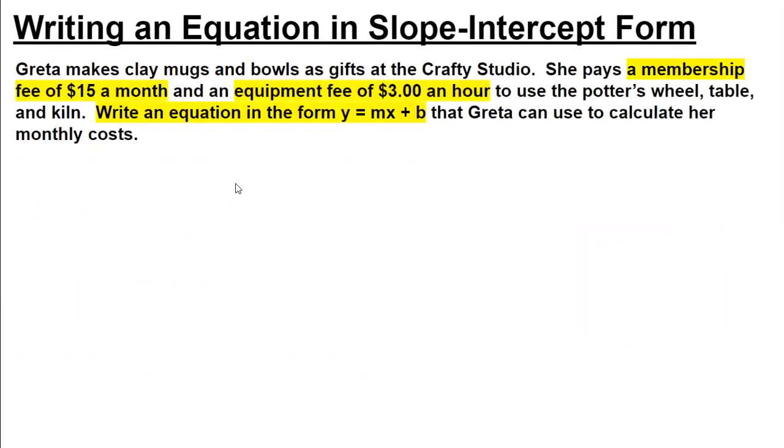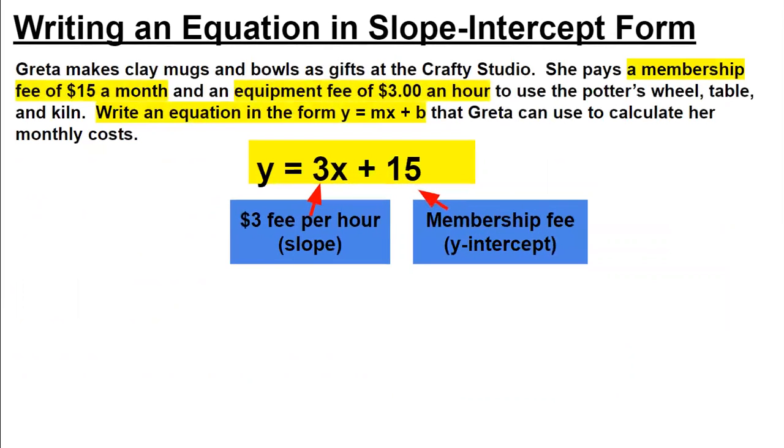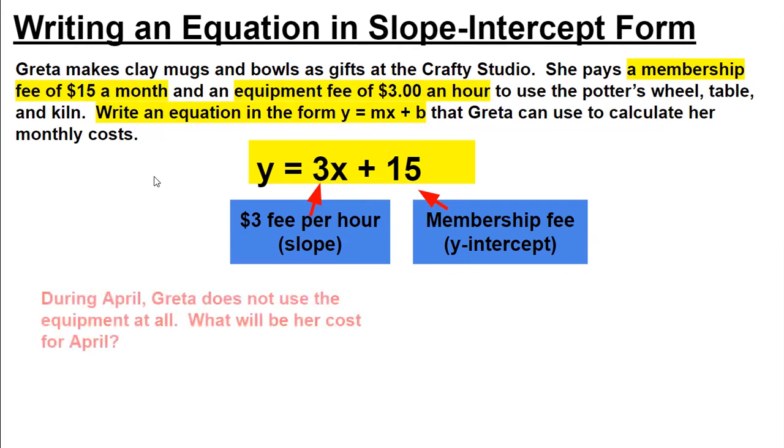Oh, same one. Let's see what we want to ask this time here. Oh, okay, I just wanted to make that bigger for you. So we've got that. And notice how the 15 is the y-intercept. The 3 is the slope. Okay, that's the rate of change.